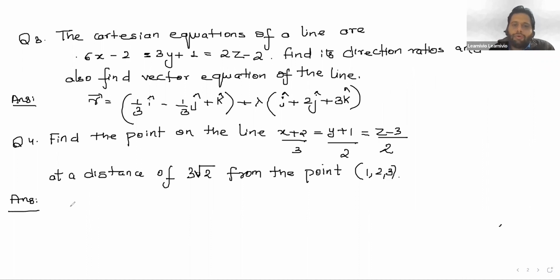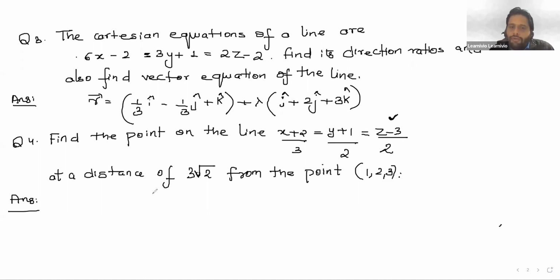You need to find the point on this line at a distance of 3 root 2 from the point (1, 2, 3). So try to understand the question. You need to find a point on this line. This is the equation of the line. You have to find a point on this line which is at a distance of 3 root 2 from this point.